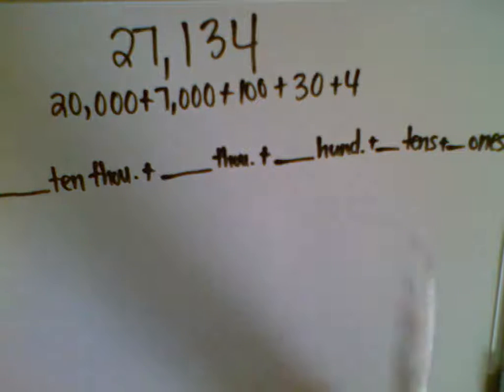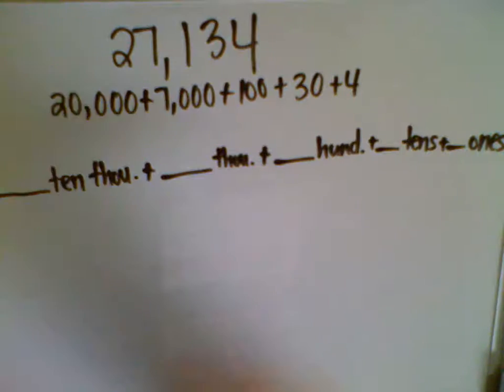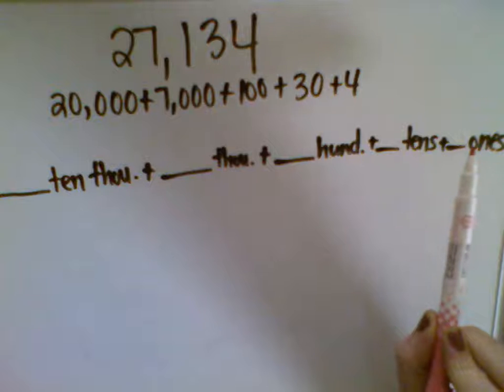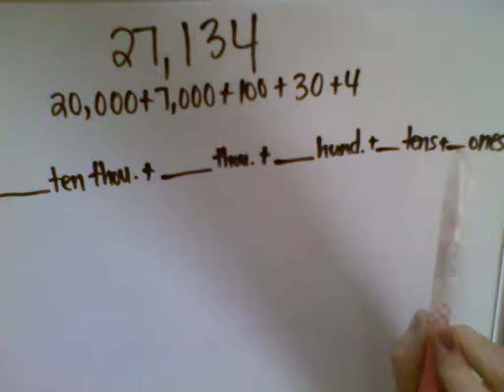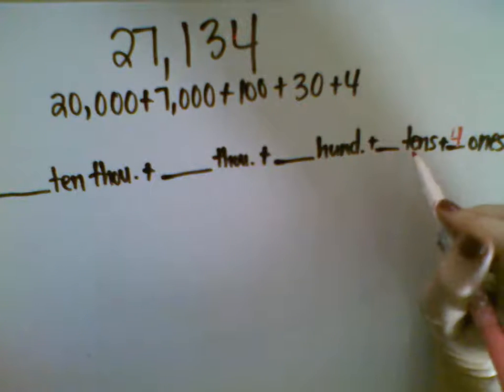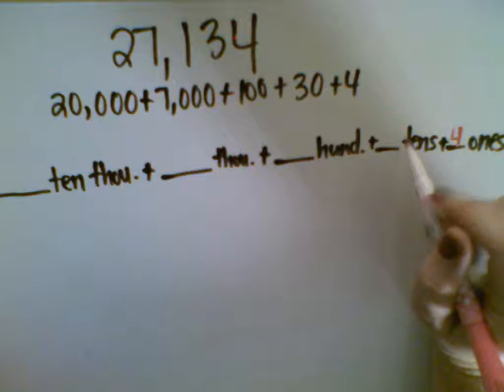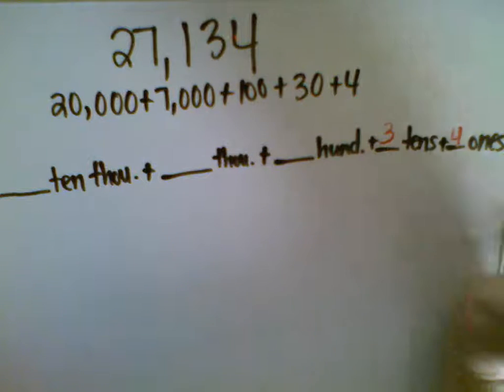Okay, for these, I like to work backward. So I look at the ones. When I have all of my place values represented, I like to work backwards. You can work forwards too if that helps. So when I look at my ones, it says I have 4 ones. So that tells me I have 4 ones. Then I move over to my tens. The number that is represented in the tens place is a 3. So I know now that I have 3 tens.